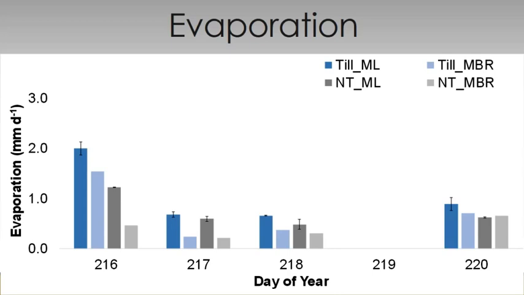So you can see that for the period, evaporation was greatest during the first day. As you remember, our net radiation was also very high during that day, and water content was at its highest as well. Evaporation was significantly higher on the first day at our till soil site as opposed to our non-till soil site. Day of year 218 and 220 were also significantly higher at the till as opposed to non-till, excluding day of year 217.